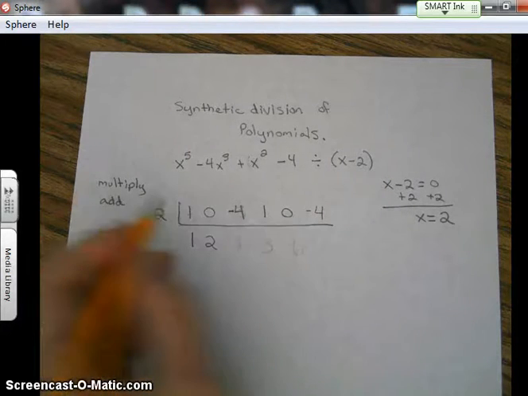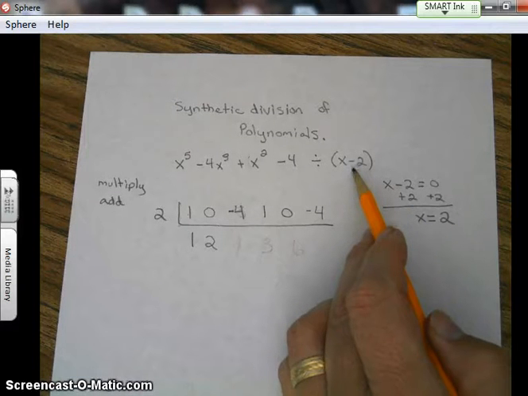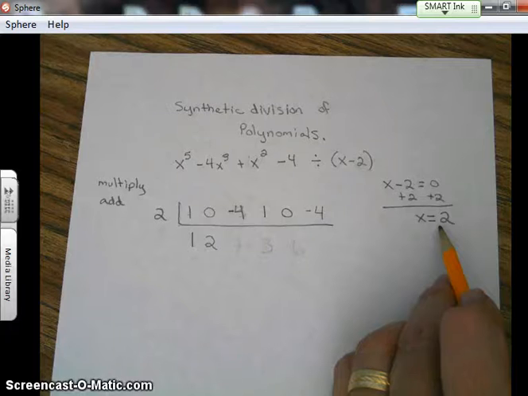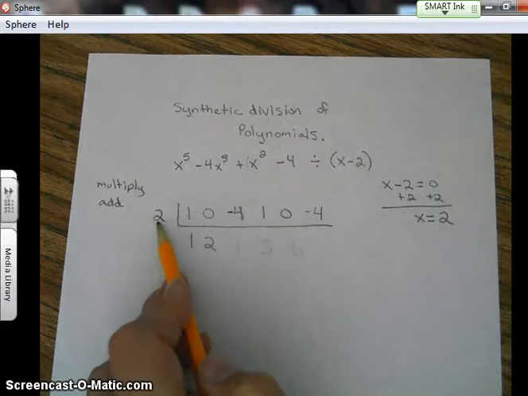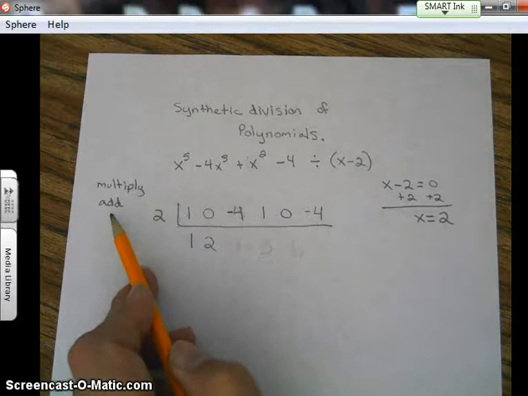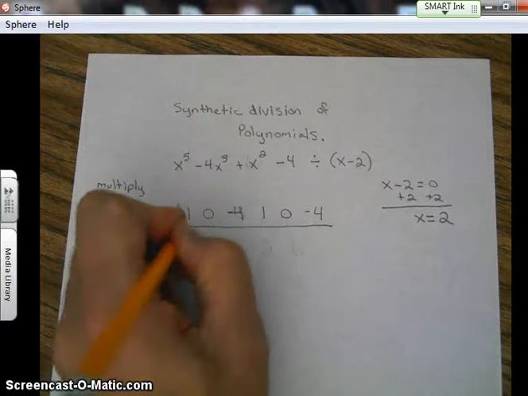And then we're going to divide by the root. So we're given a factor. So remember, to find the root, we set it equal to 0 and solve for x. So we're going to divide by the root, which is 2. So there's two steps. First you multiply, and then you add. So we bring down the first number.